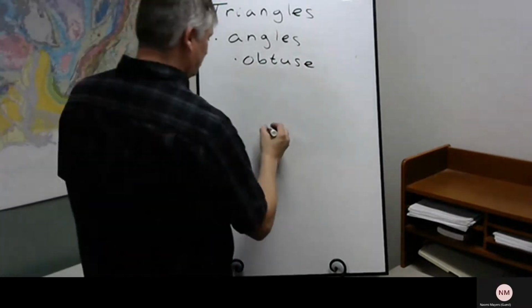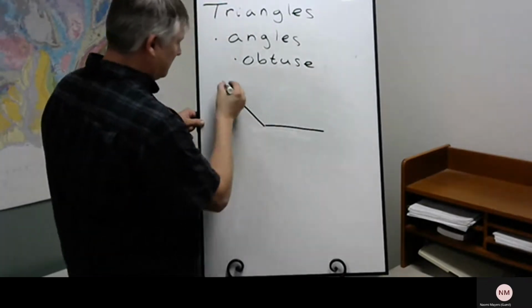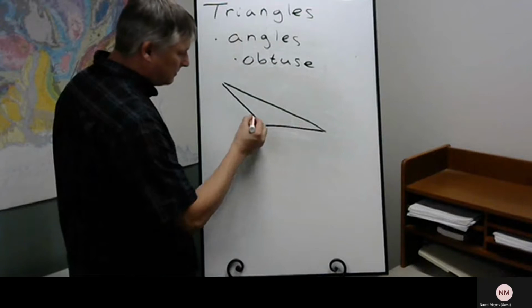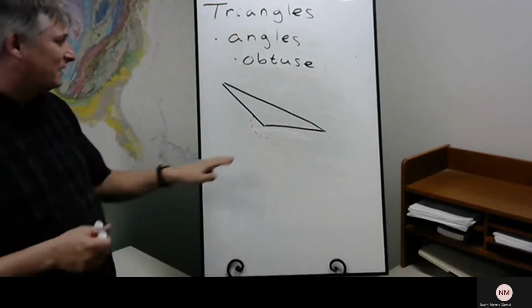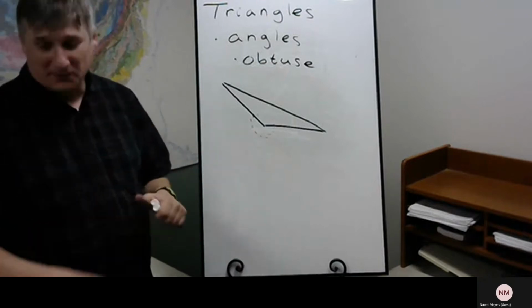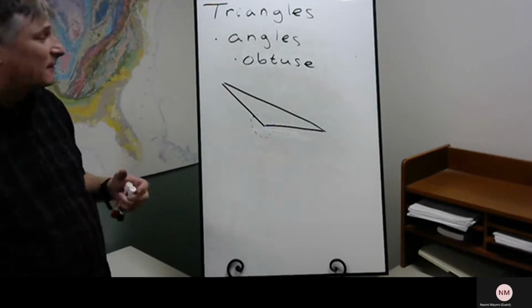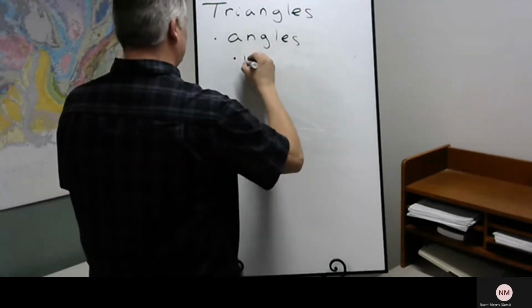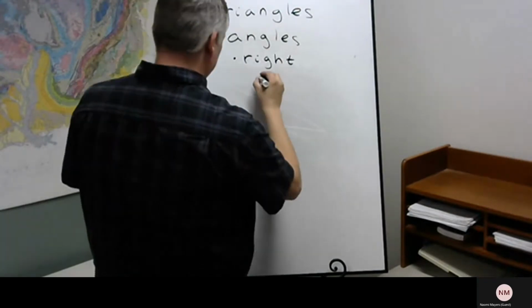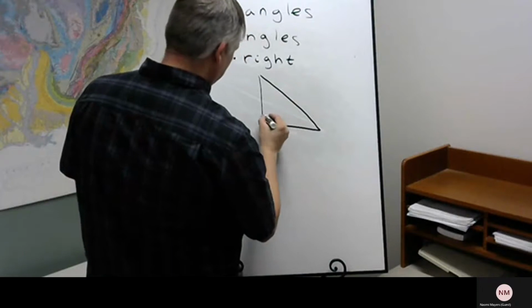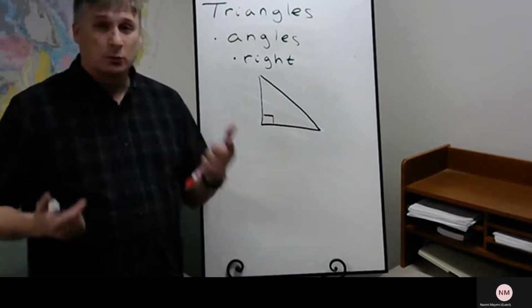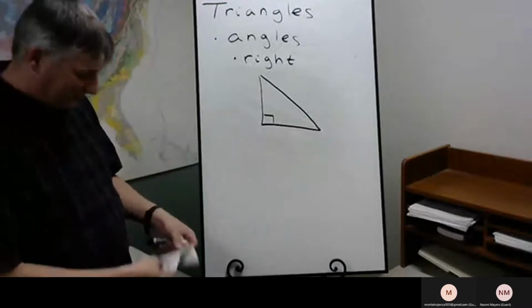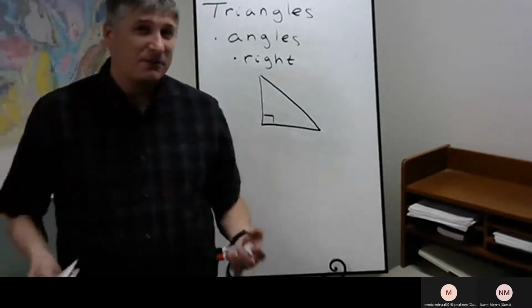So with an obtuse triangle, there's one angle in this triangle that's bigger than 90 degrees. This is an obtuse angle. And that's going to be it right there. So that's what an obtuse angle is. So that's your obtuse triangle. Finally, we have a right triangle. And a right triangle contains a right angle. So that's going to be your right triangle. So those are your different versions of triangles.